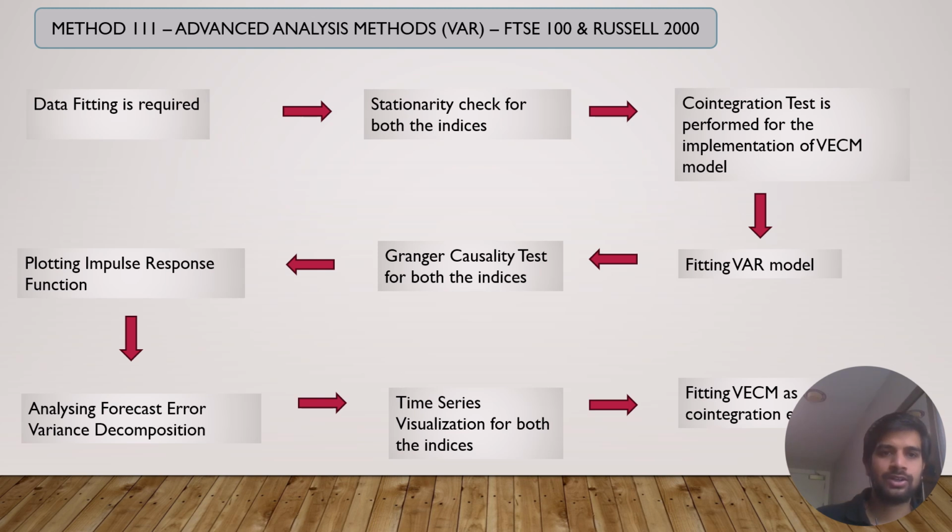In method 3, data fitting is required, with a stationarity check for both the indices. Co-integration is important because if co-integration is present in your data, then you need to perform the vector error correction model instead of the VAR model. However, the VAR model is required in order to plot the impulse response function or the Granger causality test. And then we are going to analyze the forecast error variance decomposition, and fit the VECM if co-integration exists.